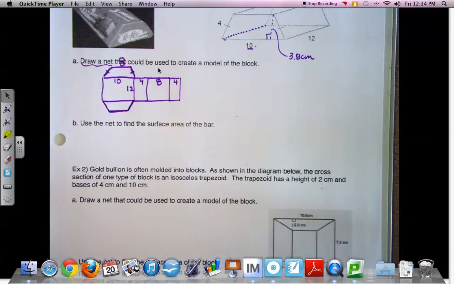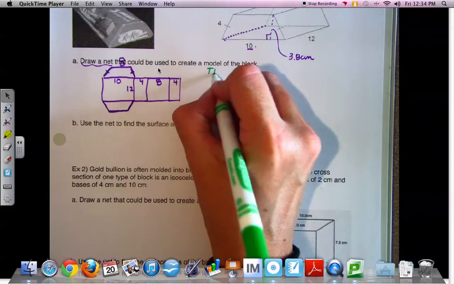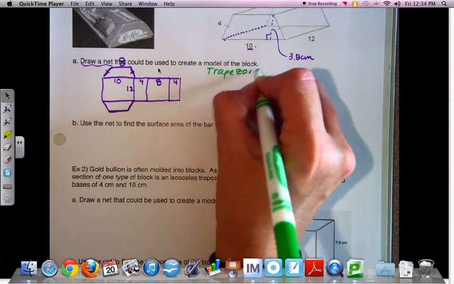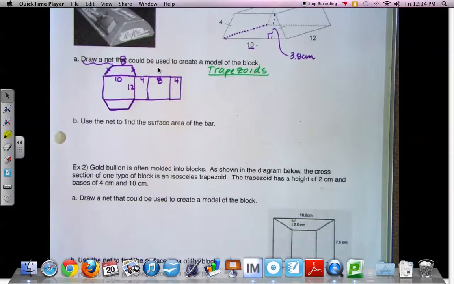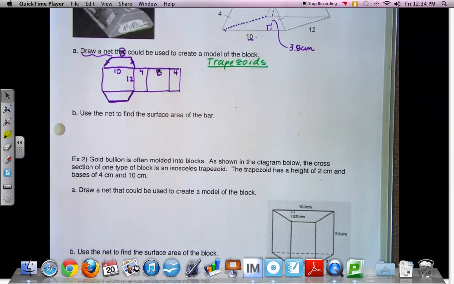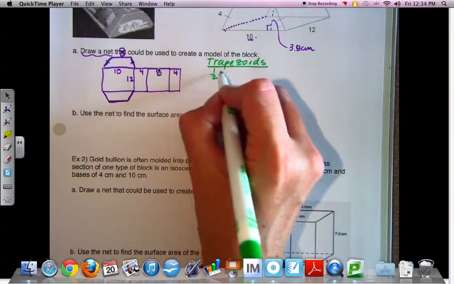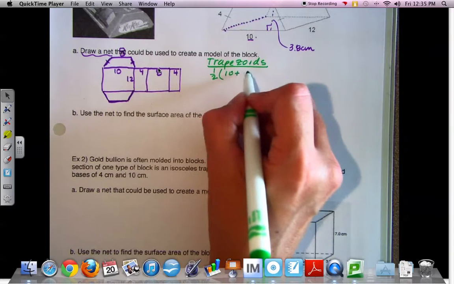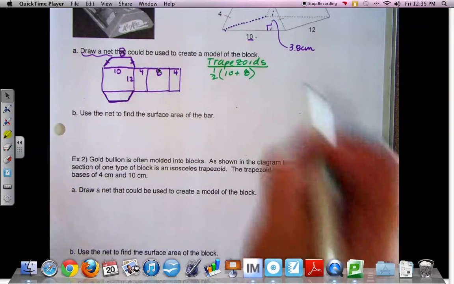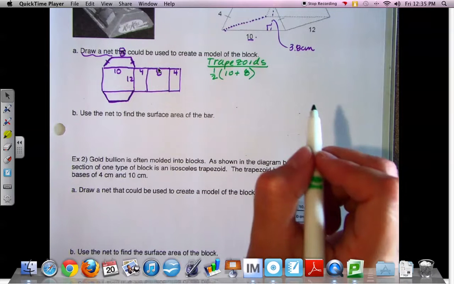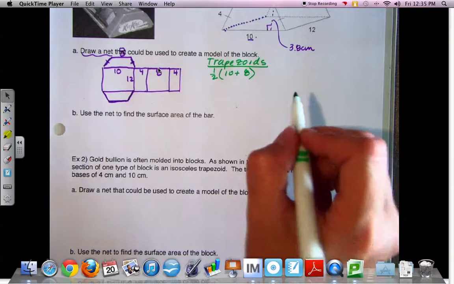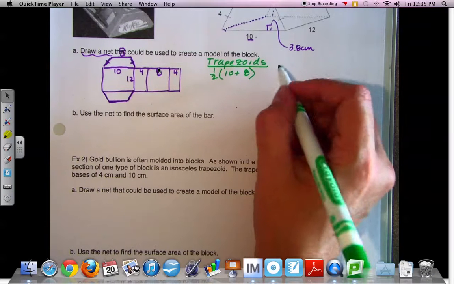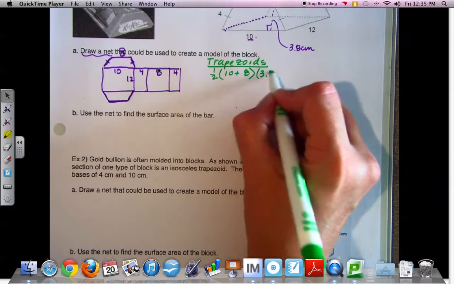All right, now we need to use the net to find the surface area of the bar. So I have trapezoids and rectangles. What do I do to start finding the area of the trapezoid? 1/2 times base 1 plus base 2. Okay, what's my base 1? 10. Base 2? 8. What is the height of my trapezoid? 3.8.